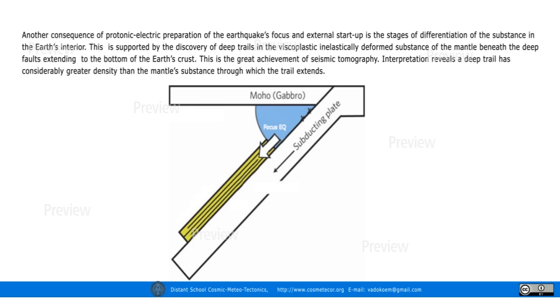Another consequence of protonic electric preparation of the earthquake's focus and external startup is the stages of differentiation of the substance in the Earth's interior. This is supported by the discovery of deep trails in the viscoplastic, inelastically deformed substance of the mantle beneath the deep faults extending to the bottom of the Earth's crust. This is the great achievement of seismic tomography. Interpretation reveals a deep trail has considerably greater density than the mantle's substance through which the trail extends.